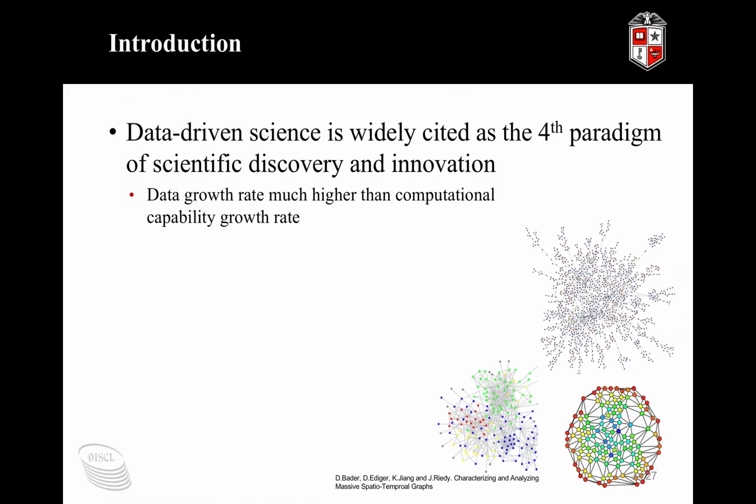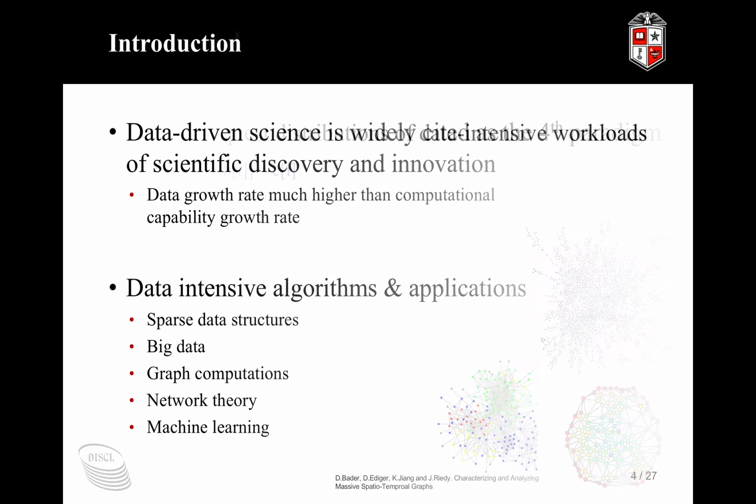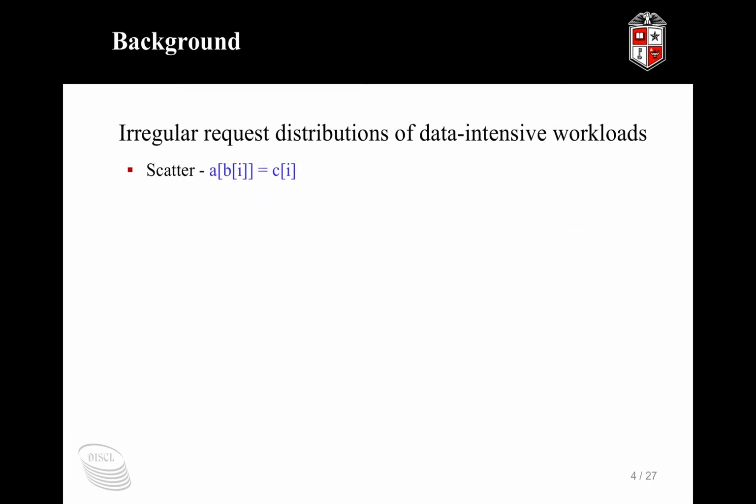Driven by the ever-growing trend of the size of the datasets, data-intensive computing gradually becomes a popular topic. Some well-known data-intensive algorithms and applications include sparse data structures, big data, graph analysis, network theory, machine learning, and so on. One of the characteristics of data-intensive applications is the irregular request distributions, or let's say irregular memory access patterns.